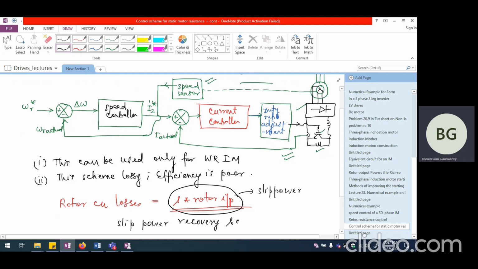So slip power recovery scheme actually takes up the energy available in the rotor terminal and it tries to feed it back to the mains. So if that can be done, the efficiency of the drive scheme can be improved tremendously. So we will look at slip power recovery scheme in the next class, and this can also be employed only for wound rotor induction.